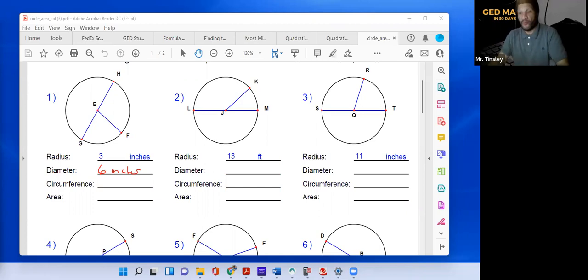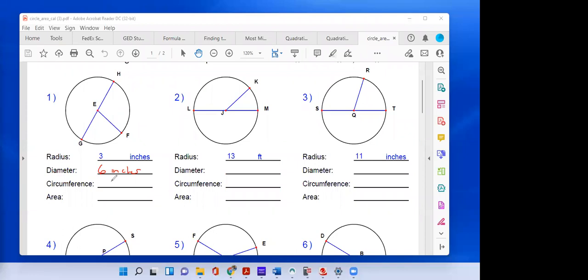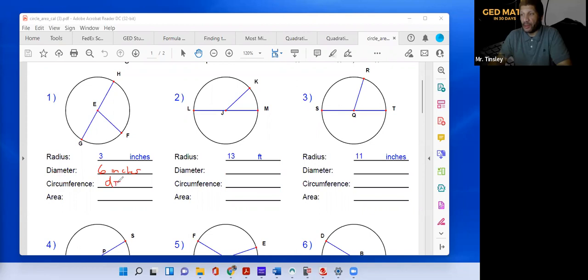Now, if you have your formula sheet available, does anybody know the formula to find the circumference? Pi r squared? Nope. D times pi. So the circumference has two formulas: D times pi or 2 pi r. You can tell the ratio between the radius and diameter, because pi is the same in each of these formulas. So 2r is equal to d, or twice the radius is equal to diameter. So d times pi. So what's d?